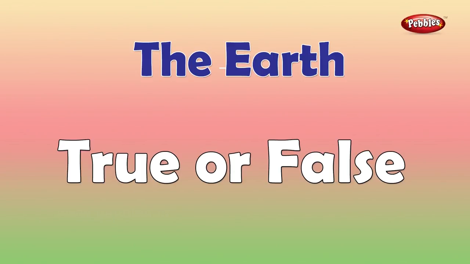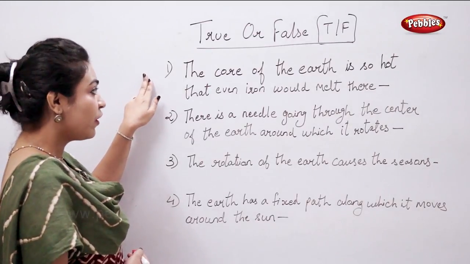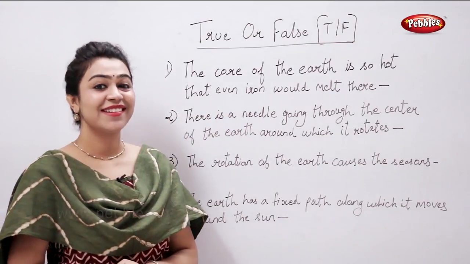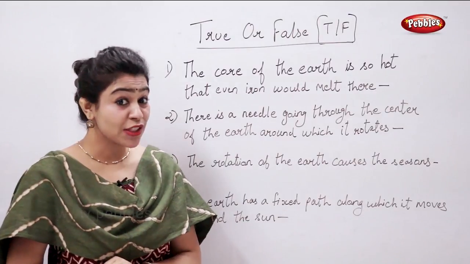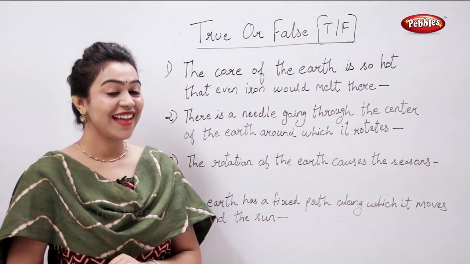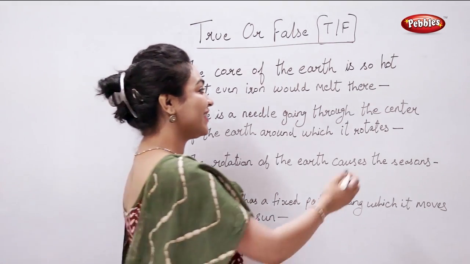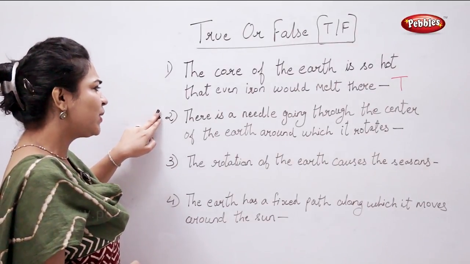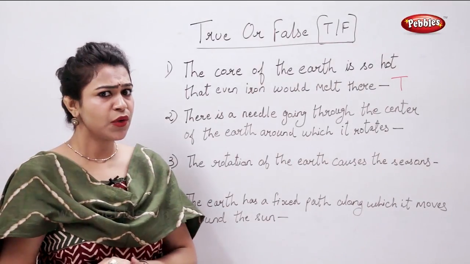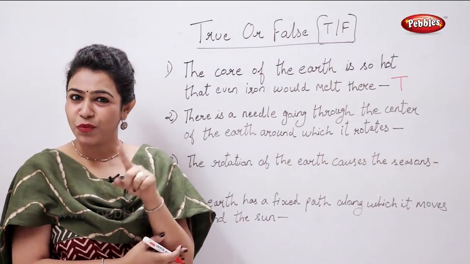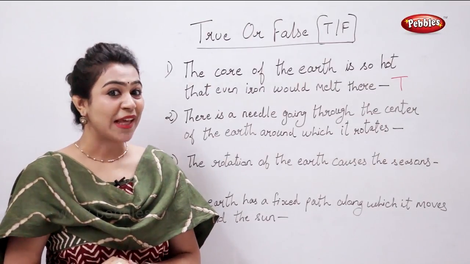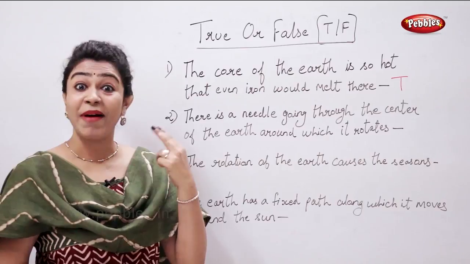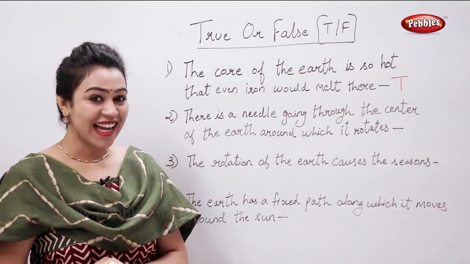True or false? The core of the earth is so hot that even iron would melt there. Come on, students, tell me, is it true or a false? Yes, true. There is a needle going through the center of the earth around which it rotates. Is it true or a false? Tell me. False. There is no needle. There is an imaginary line called axis.